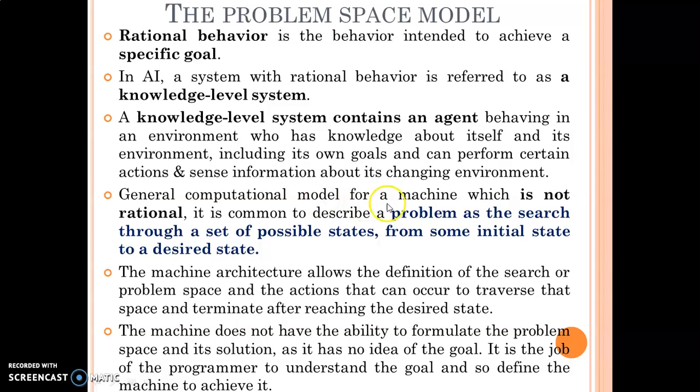For a general computational model of a machine which is not rational, it is common to describe a problem as the search through a set of possible states from some initial state to a desired state. So it is going to talk mostly about the states. The machine architecture allows the definition of the search or the problem space and the actions that can occur to traverse that space and terminate after reaching the desired state. So once we have reached the final state, we have to terminate. The machine does not have the ability to formulate the problem space and its solution, as it has no idea of the goal. It is the job of the programmer to understand the goal and so define the machine to achieve it.